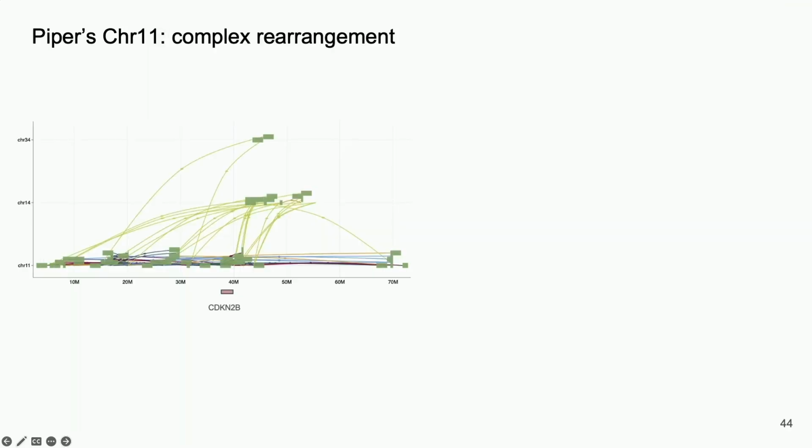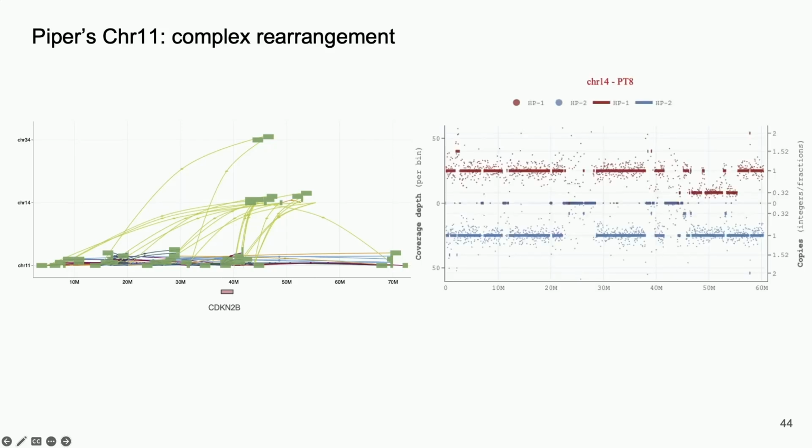This is an example from Piper, a large rearrangement in chromosome 11, leading to a deletion of CDKN2B, which is a known tumor suppressor gene, and also large insertions from chromosome 14, which lead to fluctuations in coverage.